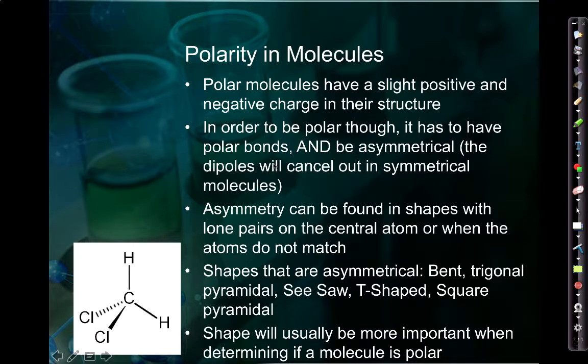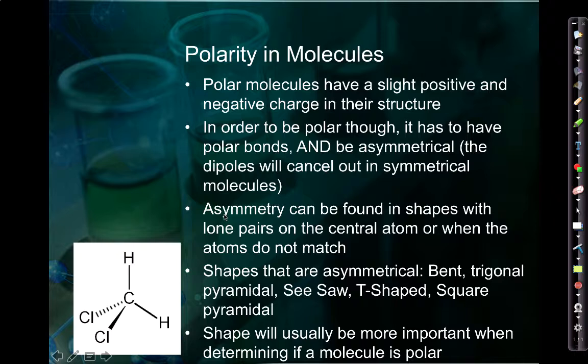The easiest thing to do if you're trying to determine if something is asymmetrical is you look at the central atom. If the atoms on the outside match and you have a symmetrical shape, then it's going to be nonpolar. If they don't match, automatically the dipoles will not cancel. So this molecule right here, because I've got H, H, Cl, and Cl, I automatically know the dipoles will not end up canceling, so that is not going to be symmetrical.